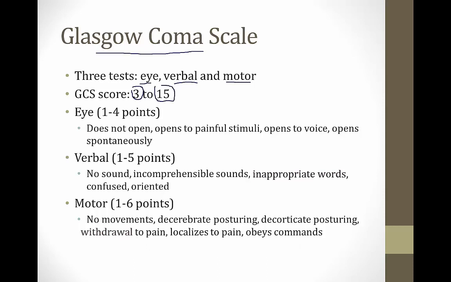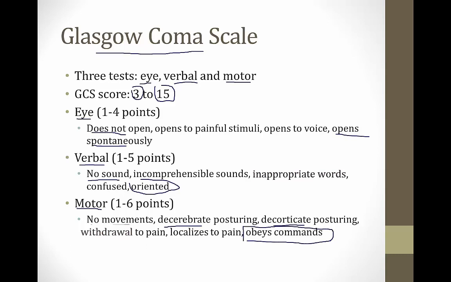So the way you do the Glasgow Coma score is first look at the eyes, and you give them 1 to 4 points, depending on whether the eyes do not open or all the way up to open spontaneously and everything in between. You give them 1 to 5 points for verbal, so if they're not making any sound, that would be 1 point, and if they're completely oriented and talking to you, that would be 5. And then you give them 1 to 6 points for their motor function, so no movements would be 1, decerebrate posturing is 2, decorticate is 3, and then there are other points for these other things down here, all the way up to completely following commands.